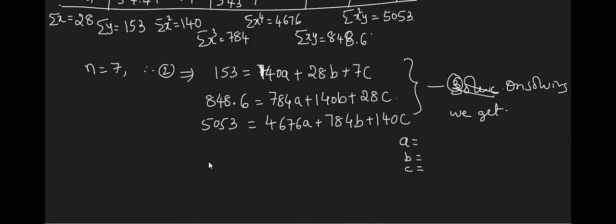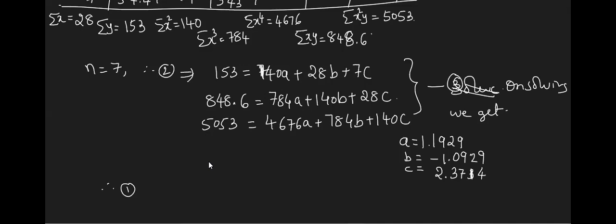A is 1.1929. Very good. B is minus 1.09285. C is 2.3714, and after that I think I have got it as 31. Okay, let it be. So these are the values of a, b, c.